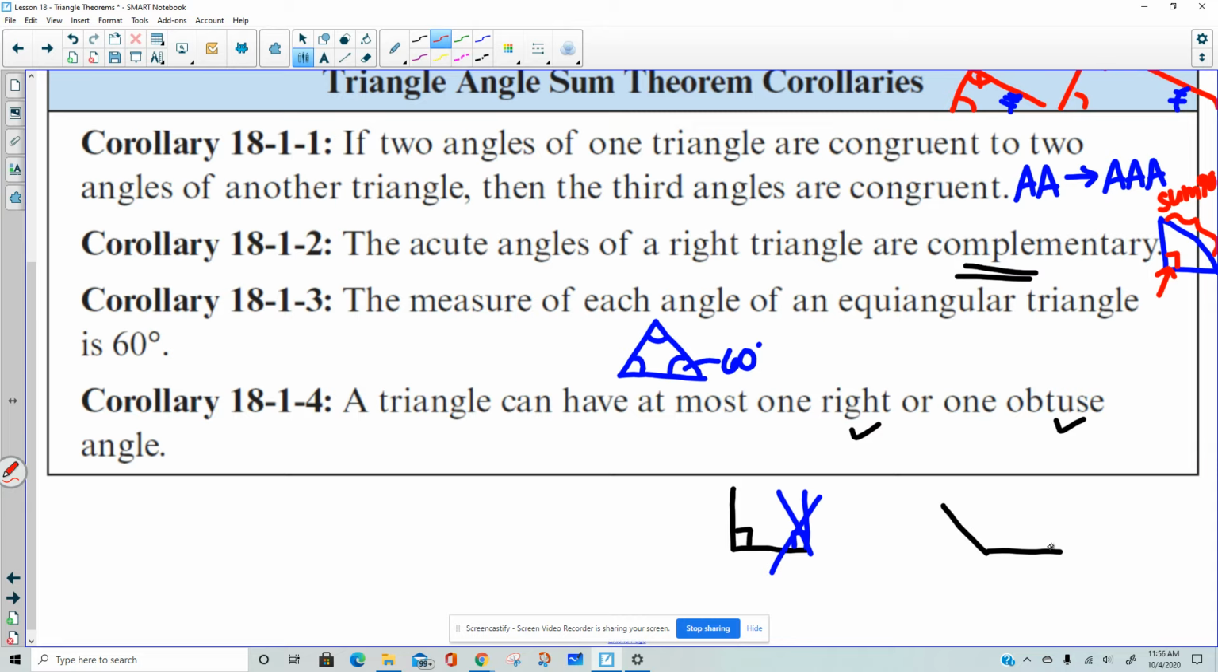Well, going from either end here, let's go to the right side and draw another obtuse angle. Yeah, that's a problem, isn't it? Because I've already got 3 sides, and there's no way that third side is going to connect back to the first one. So that doesn't work either. You can have at most one right or one obtuse angle in a triangle.